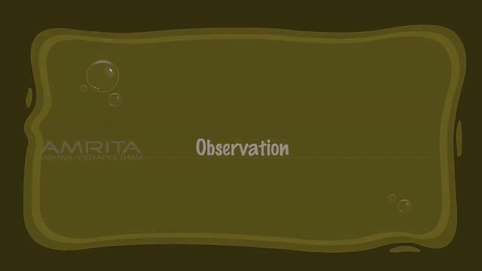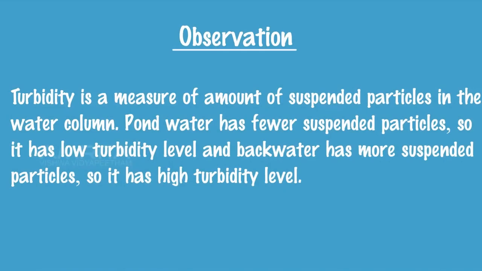Observation: turbidity is a measure of amount of suspended particles in the water column. Pond water has fewer suspended particles, so it has low turbidity level, and backwater has more suspended particles, so it has high turbidity level.